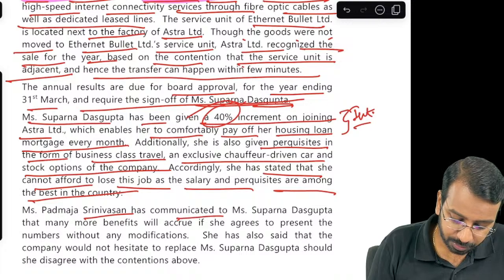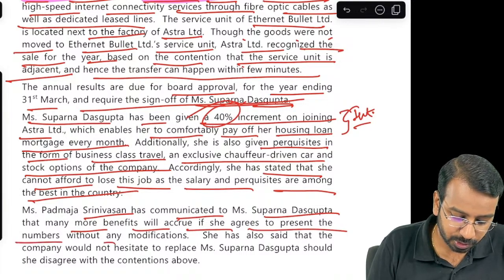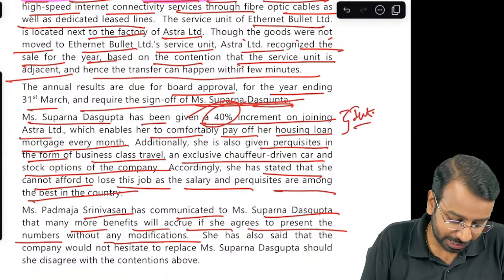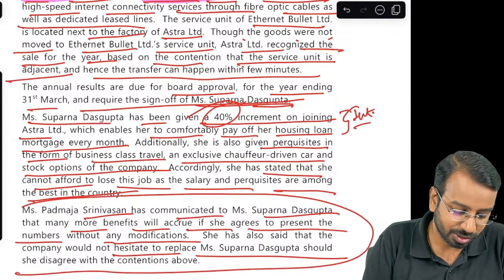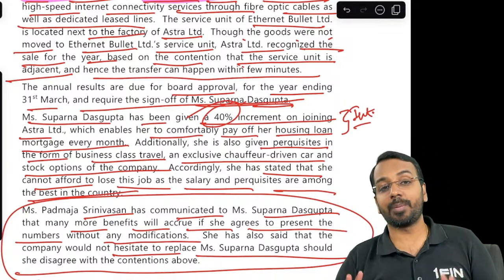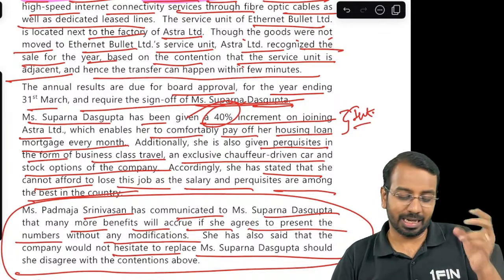Mrs. Srinivasan has communicated to Das Gupta that many more benefits will accrue if she agrees to present the numbers without any modification, an indirect way of bribing. She has also said that the company would not hesitate to replace Das Gupta should she disagree with the contentions above. So basically, an open threat. There is a threat to independence. Do this or leave the company.